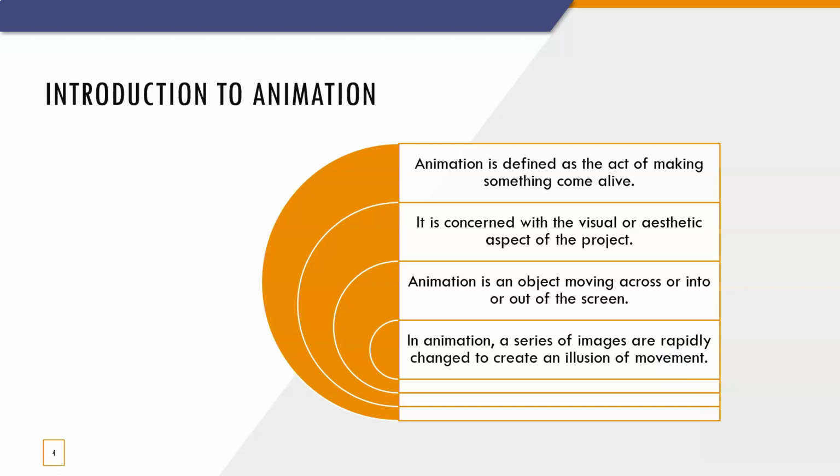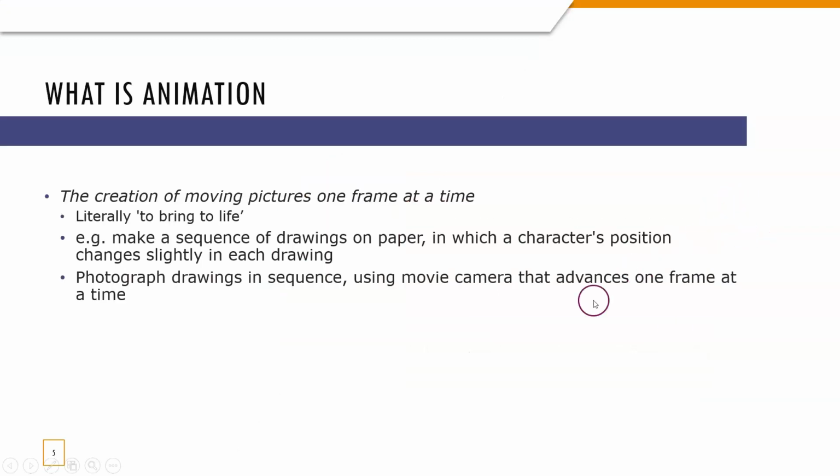You can compare it with video. But video is basically where you record something that is real, while animation is where you create the situation or the movement. So this is the definition of animation: the creation of moving pictures, one frame at a time, literally to bring to life. For example, you make a sequence of drawings on paper.